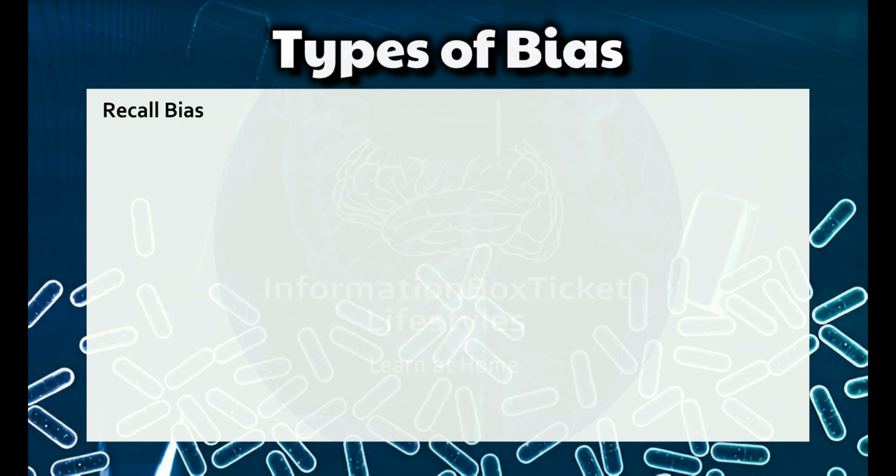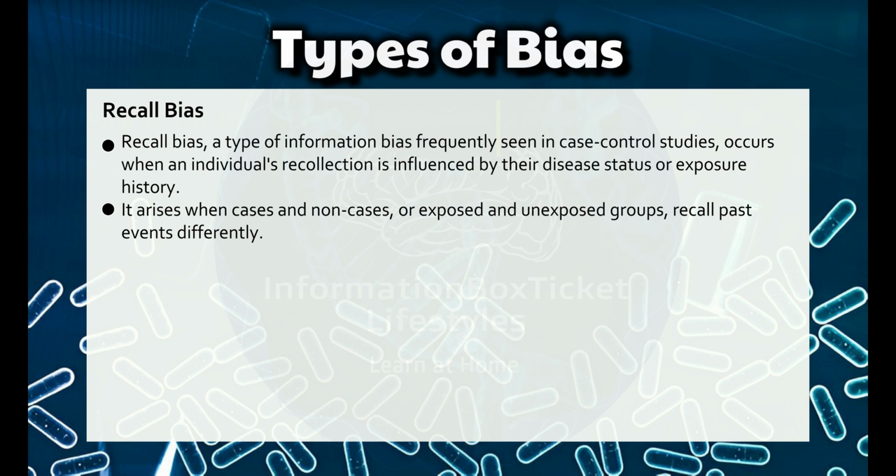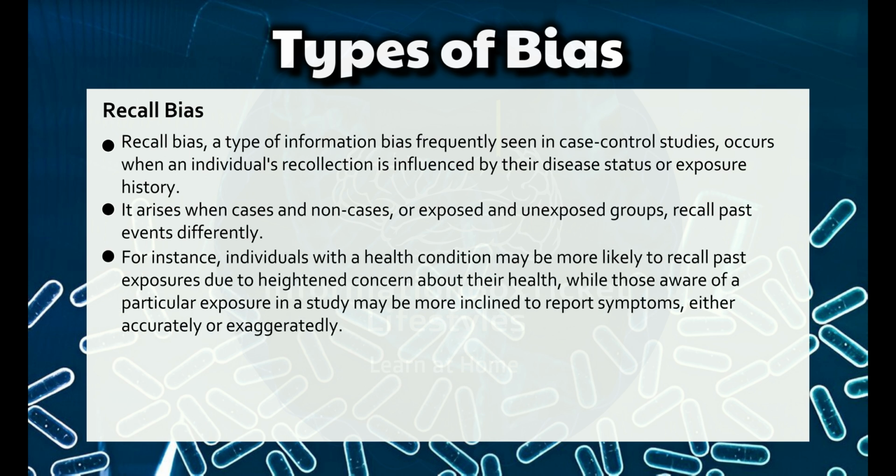Recall bias. Recall bias, a type of information bias frequently seen in case control studies, occurs when an individual's recollection is influenced by their disease status or exposure history. It arises when cases and non-cases, or exposed and unexposed groups, recall past events differently. For instance, individuals with a health condition may be more likely to recall past exposures due to heightened concern about their health, while those aware of a particular exposure in a study may be more inclined to report symptoms, either accurately or exaggeratedly.